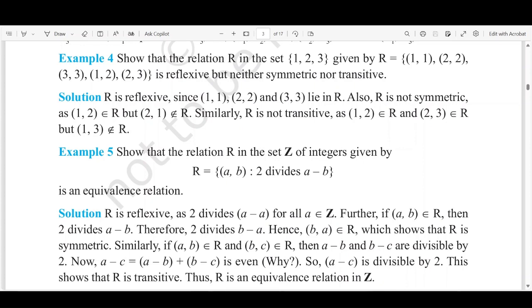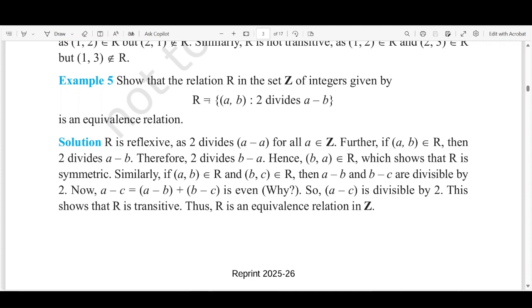Since the ordered pair (1,2) is there, but we don't have (2,1), therefore this relation R is not symmetric. Moving on to the third property, transitive. Here we have the ordered pairs (1,2) and (2,3). Therefore, 1 is related to 2 and 2 is related to 3. But we don't have the ordered pair (1,3). Therefore, 1 is not related to 3. Thus, we have proved that R is not transitive.